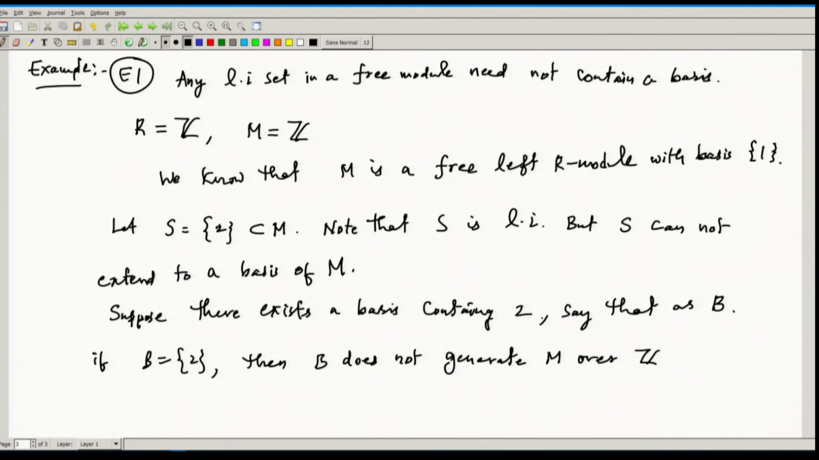Why? Because 1 belongs to M, and 1 cannot be a Z multiple of 2. Okay, 1 cannot be a Z multiple of 2. So, therefore, B cannot be a generating set.